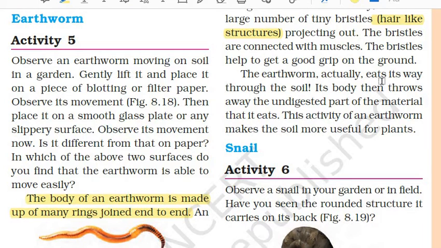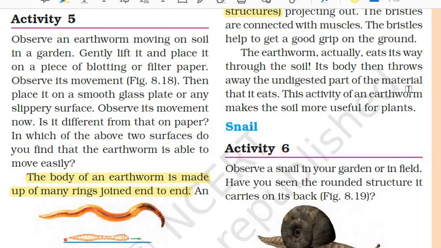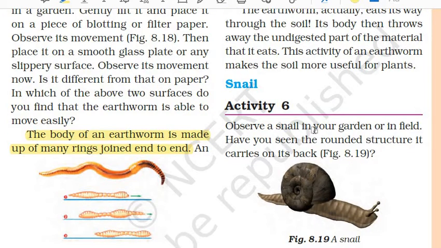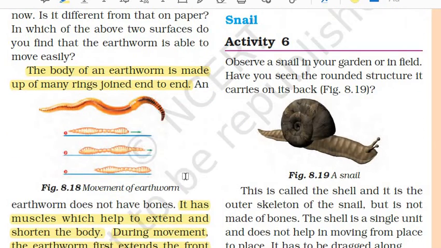The earthworm actually eats its way through the soil. Its body then throws away the undigested part of the material that it eats. This activity of an earthworm makes the soil more useful for plants, and that's why they are known as the farmer's friend. Snail.